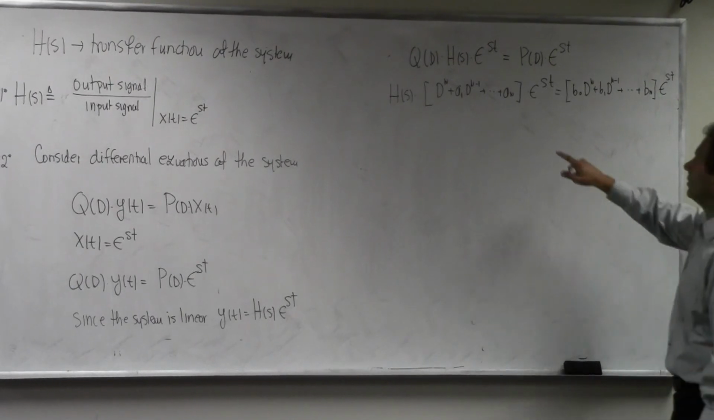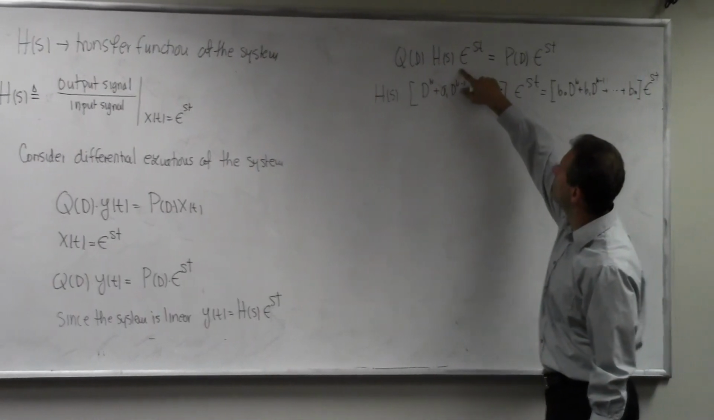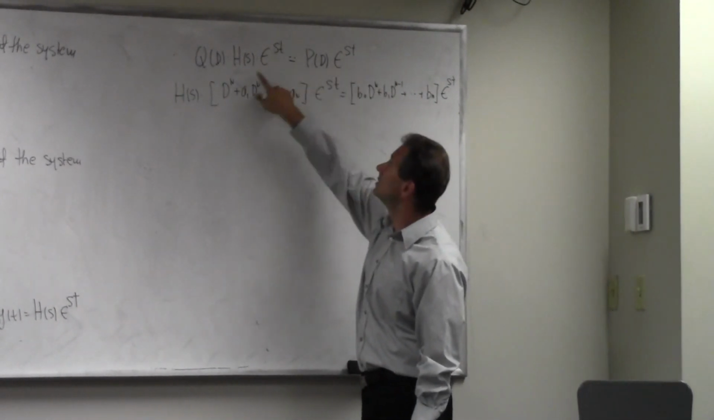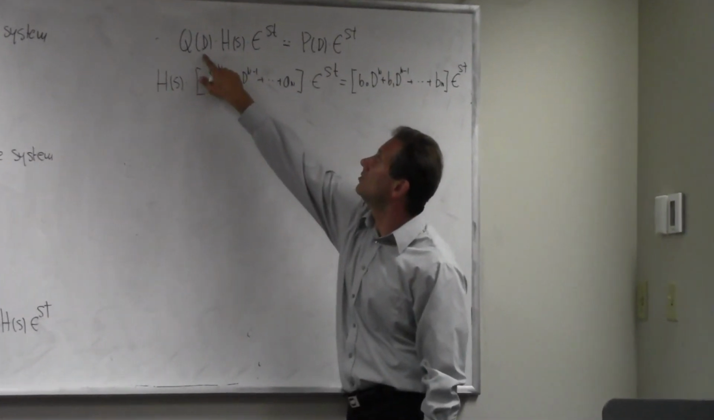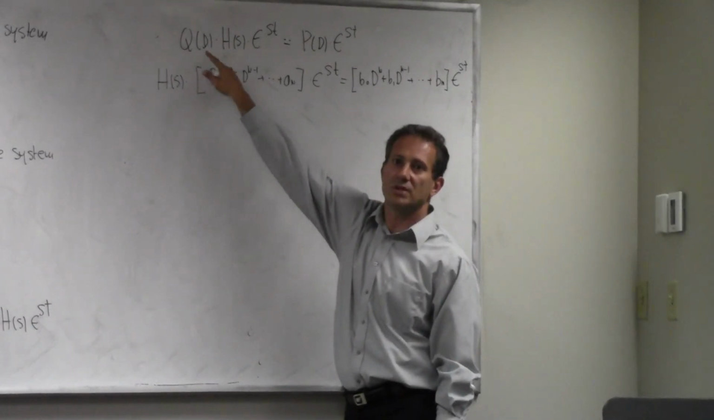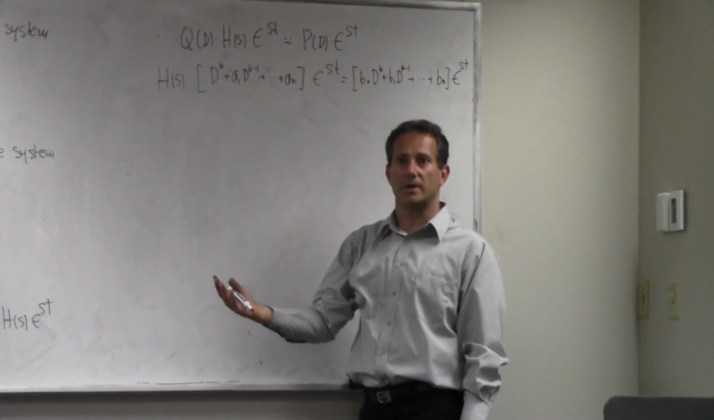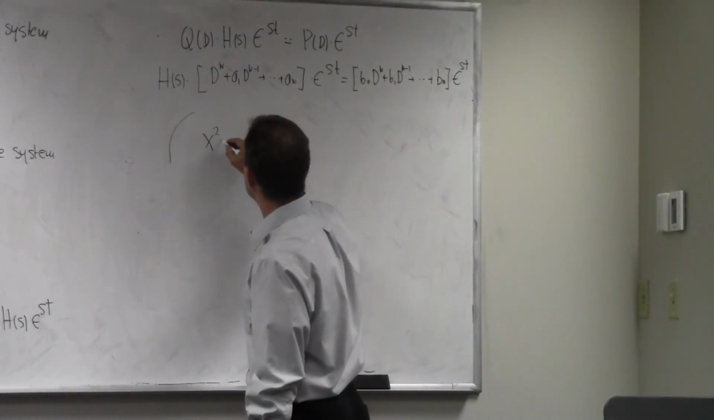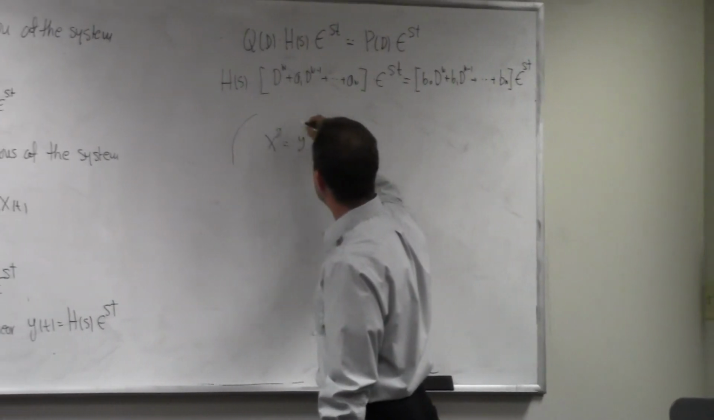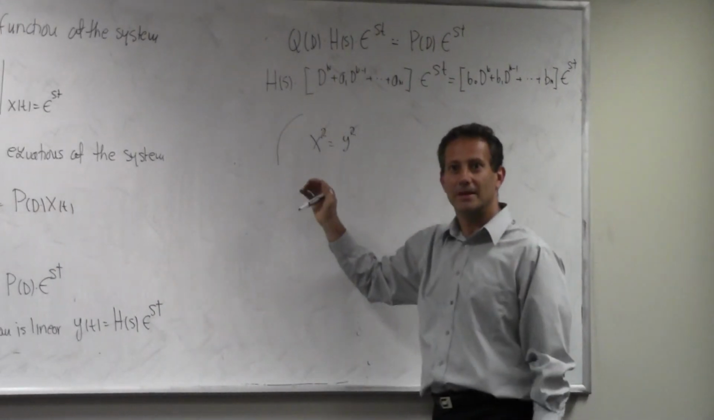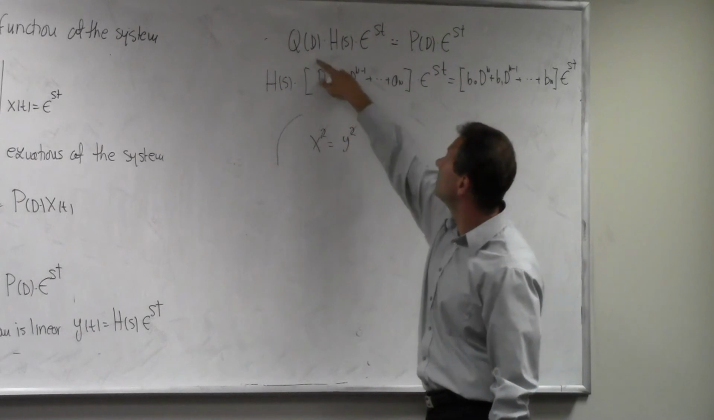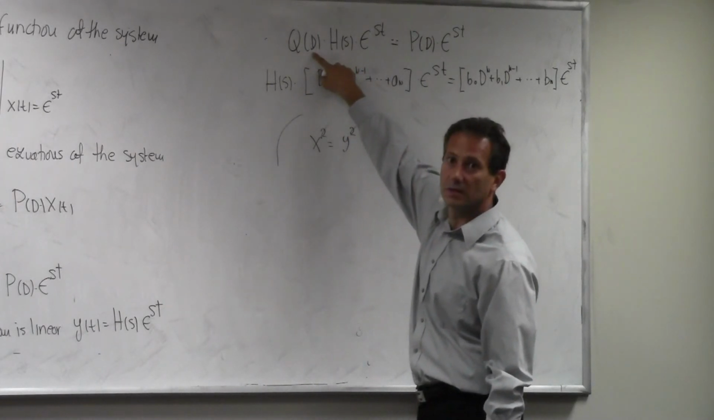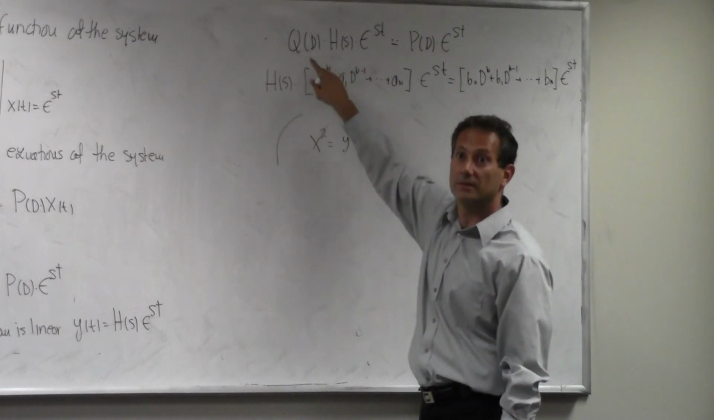You have to be careful. One would be tempted to cancel e to the st. You cannot do that, right? Because this Q of D makes no sense on its own. It's just an operator. It's like saying x squared is equal to y squared, and then you cancel these. That makes no sense. The same thing here. You cannot really treat these as anything but an operator.